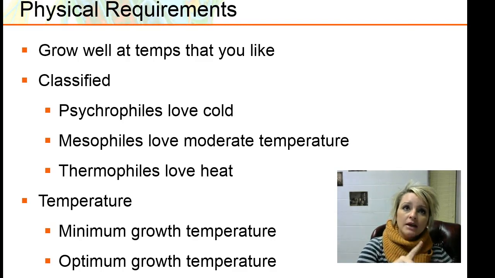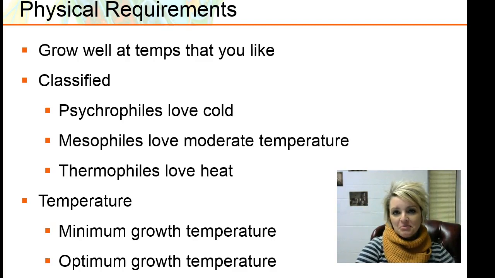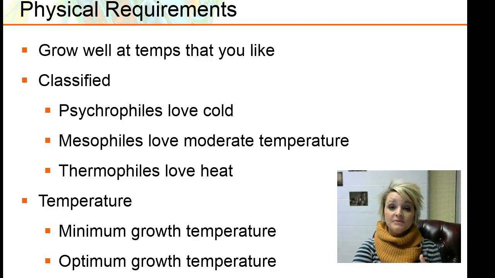Most of the time, microbes really don't like it too cold or too hot. That's the thing. Mesophiles are right there in the middle. I remember mesophiles love me. Moderate temperatures, right there at your body temperature, that's what mesophiles like. And a very large group of microbes fit into that category of mesophiles.